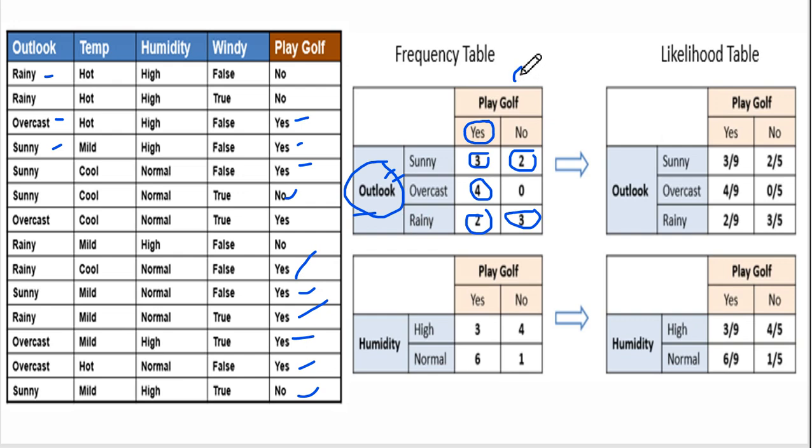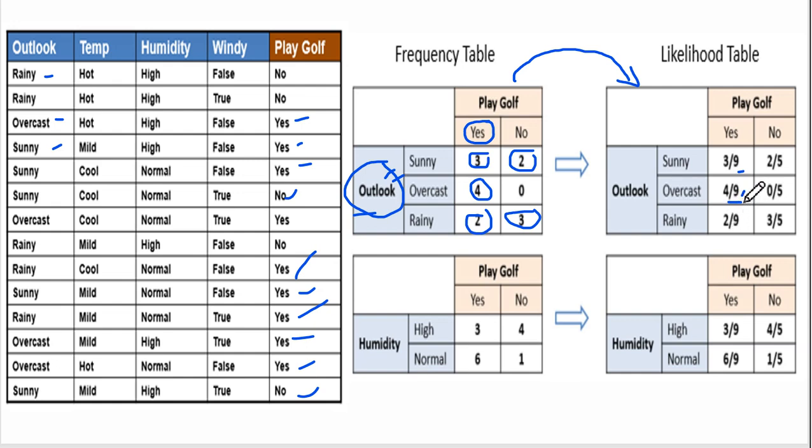Once we find the frequency table, we find the likelihood table using this frequency table. How do we find the likelihood table? Outlook equals sunny with play golf equal to yes: we are having 3 records. Total yes records how many? 9. That's why the likelihood probability for outlook equals sunny for yes class is 3 by 9. And outlook equal to overcast with yes is 4 by 9. Here 9 means total yes records.